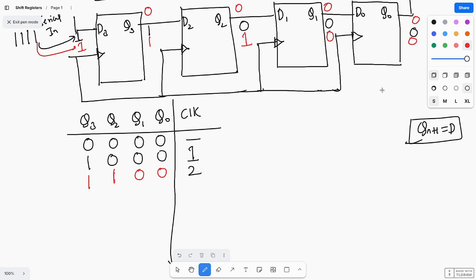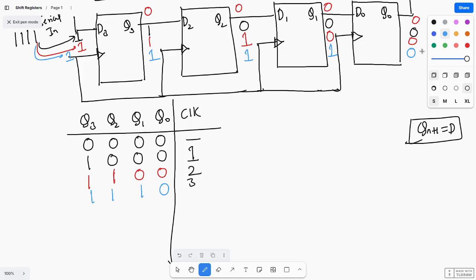At the third clock pulse, what happens? This will be shifted. So here 0 will be shifted, and 1 will be shifted, 1 will come here. This 1 will be shifted, 1 will come here, and this 0 you are getting here, and one more 1 will be loaded. Here 1 you are getting. So this is nothing but 1110.